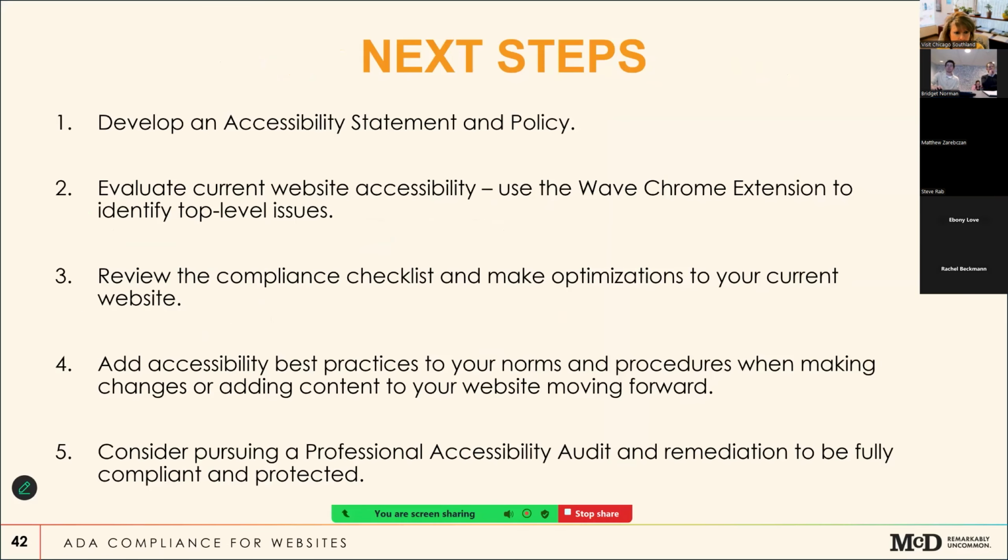So this last page, just next steps with everything we've talked about. Step one, I would encourage all of you to come up with an accessibility statement of policy. We'd love to help you with that if that is something that you need on your site. I would encourage you to evaluate your current website accessibility. So use those tools we talked about, the Wave tool, the Lighthouse tool, identify those top level issues and see if your web team can fix them.